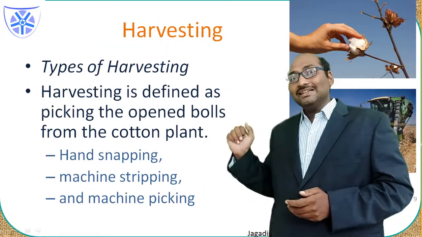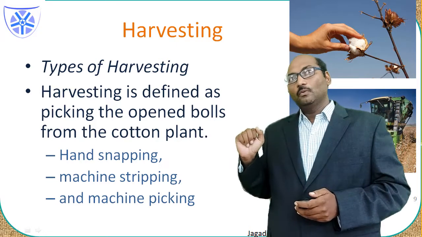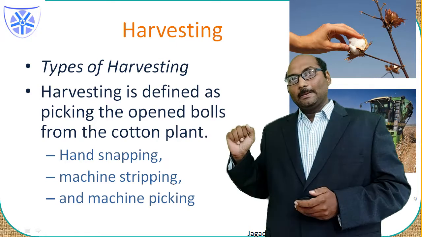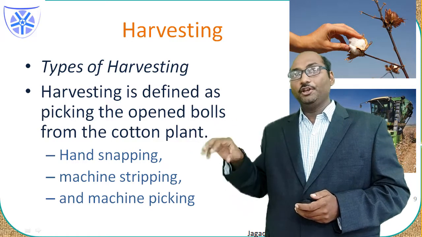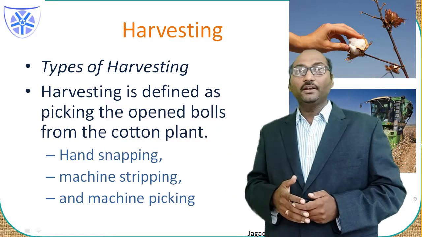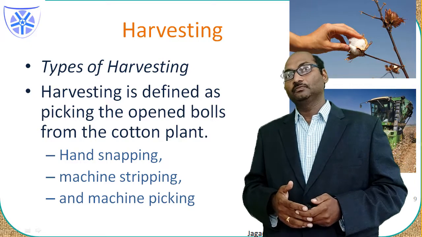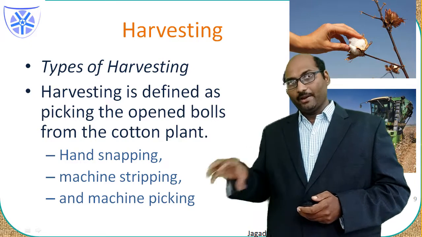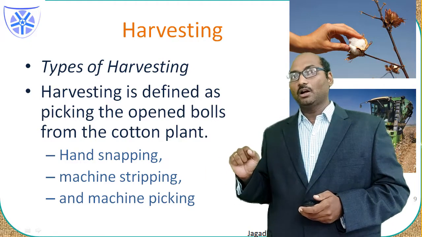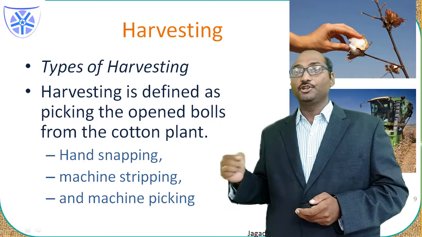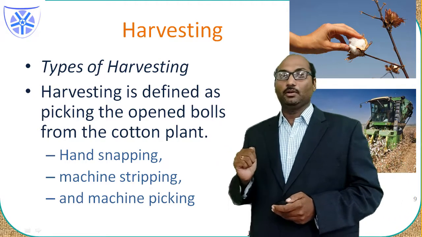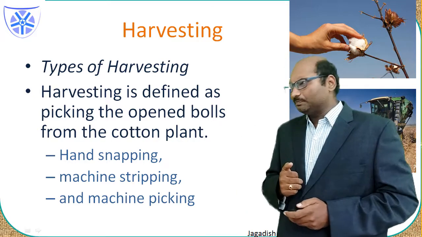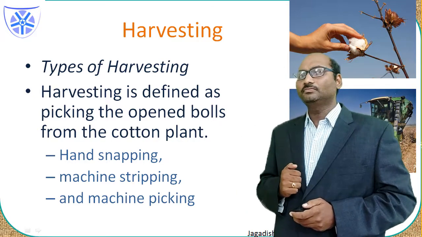So, harvesting is nothing but, once the balls of cotton are opened, they need to be collected. Okay, that is referred to as harvesting. It can be either hand picking or hand snapping or machine stripping and machine picking. These are the various methods. Okay, we will see, of course, which one is good.